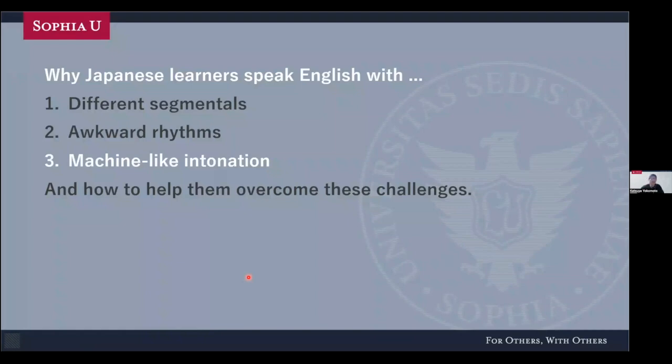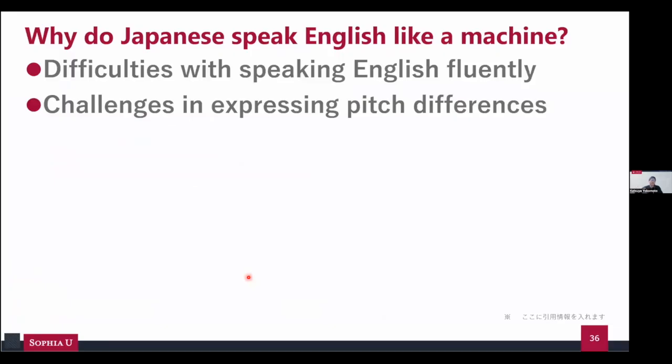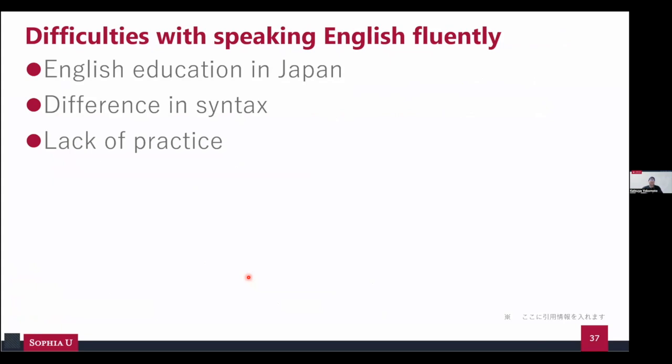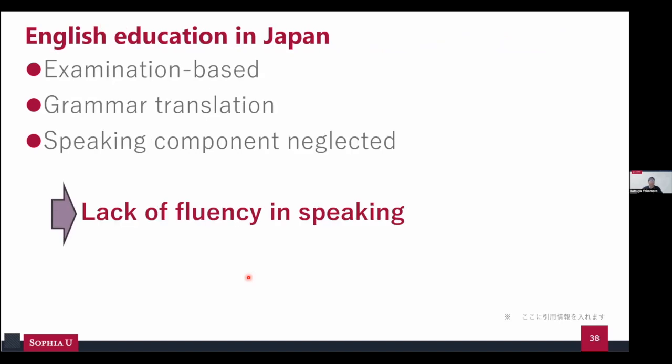The last element is machine-like intonation. So why do Japanese speak English like a machine? They have difficulties with speaking English fluently. That's the first one. And the challenge is in expressing pitch differences. As for fluency, Japanese education is responsible for their lack of fluency in English, along with differences in syntax and lack of practice, of course. Probably you know English education in Japan focuses on examinations. It's still exam-based education.